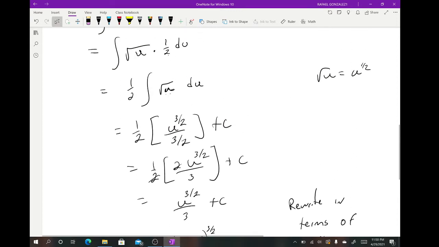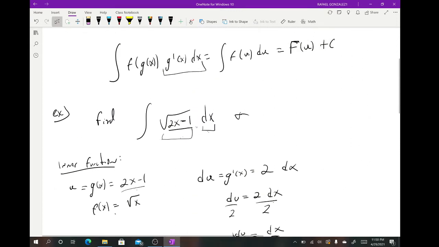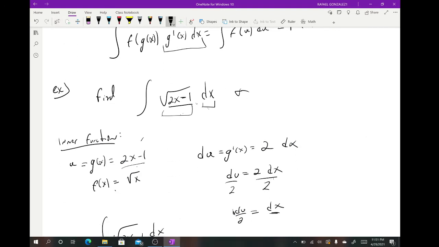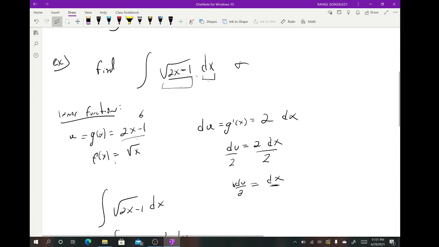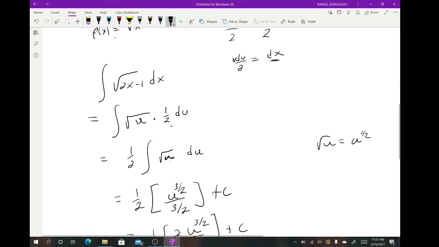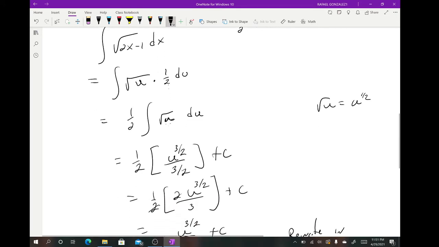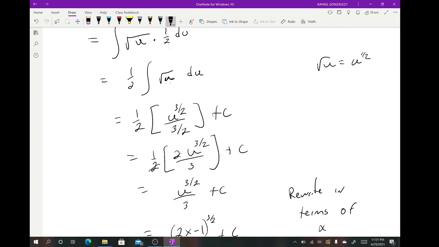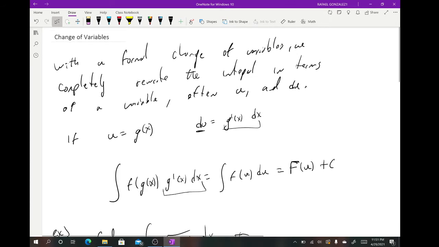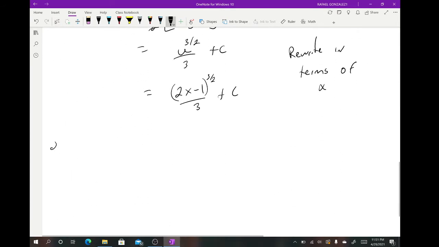Okay, so this is how you do a problem using the change of variables technique. You find the inner function, you let that be equal to u, then you take the derivative, and then you solve for dx, always solve for dx, and then you substitute. Once you substitute, if you need to use the constant multiple rule, use it and take the constants out, and then integrate as you normally would. Okay, let's do another one. This is example number 2.